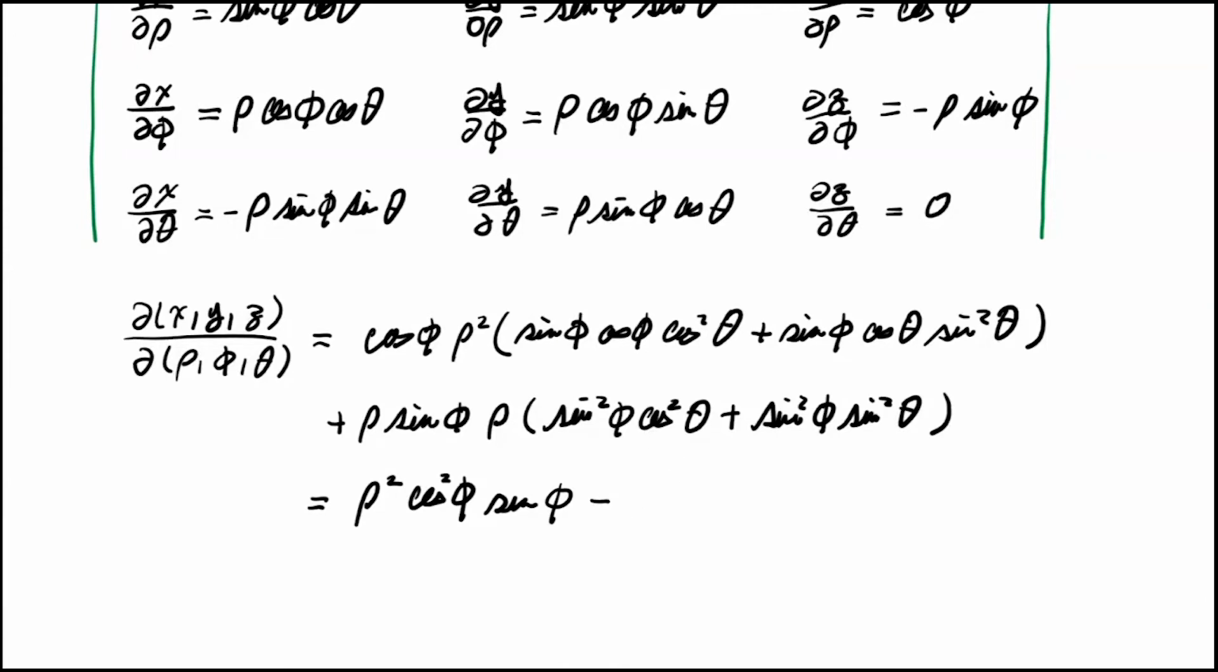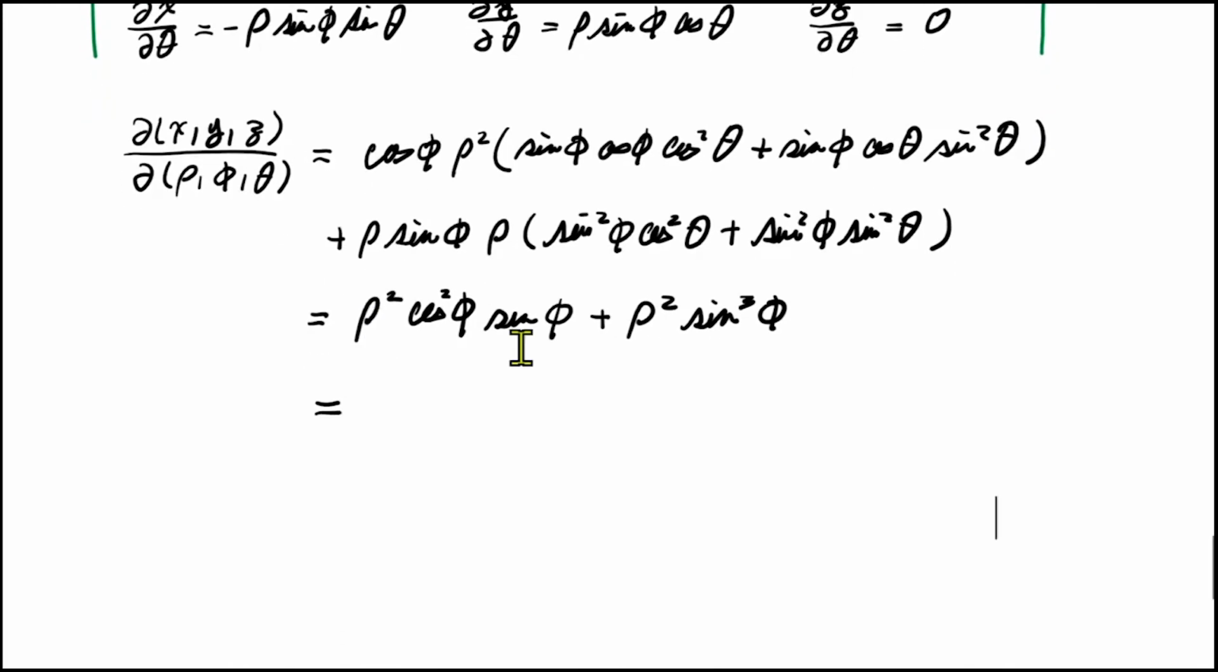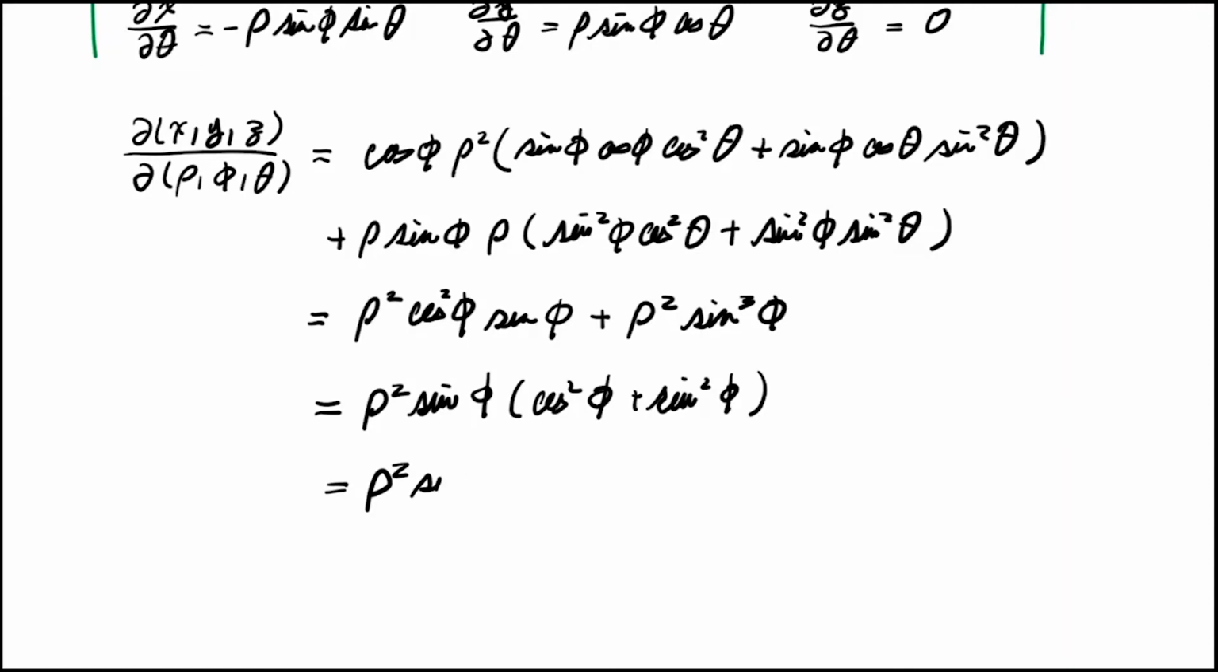And the second one, I will get rho squared, and then sine squared is a common factor, so I just get sine squared, right? So I get sine cubed phi. Good. And then the common factor between the two is rho squared and sine phi. And then what I have left is cosine squared phi plus sine squared phi. That is equal to 0, so we have that exactly the way we want it.